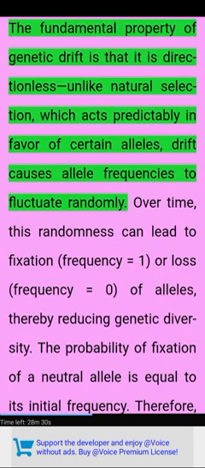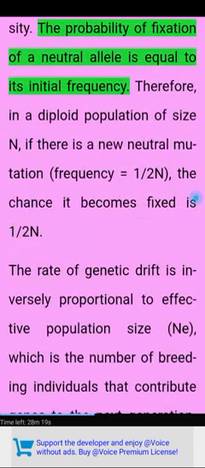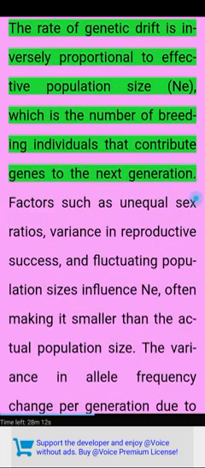Unlike natural selection, which acts predictably in favor of certain alleles, drift causes allele frequencies to fluctuate randomly. Over time, this randomness can lead to fixation (frequency equals 1) or loss (frequency equals 0) of alleles, thereby reducing genetic diversity. The probability of fixation of a neutral allele is equal to its initial frequency. Therefore, in a diploid population of size N, if there is a new neutral mutation with frequency equals 1/2N, the chance it becomes fixed is 1/2N.